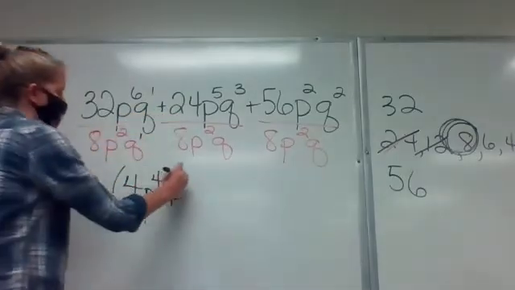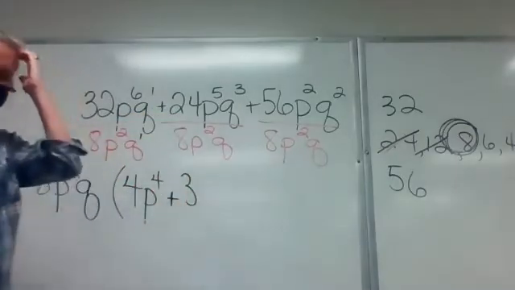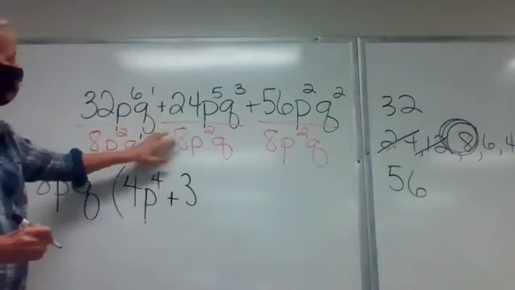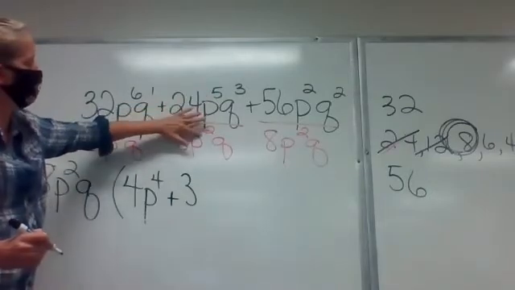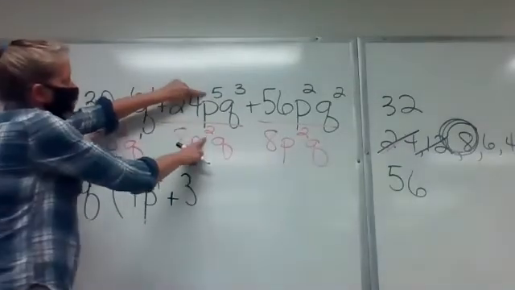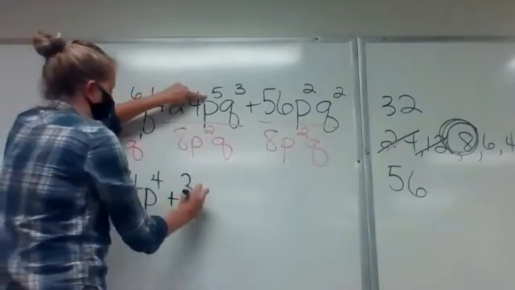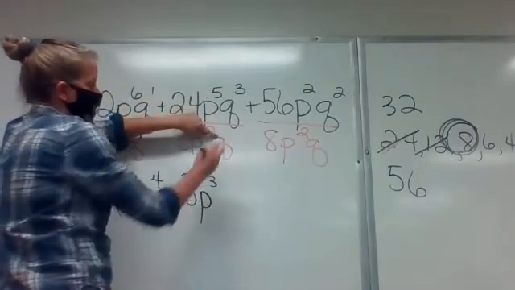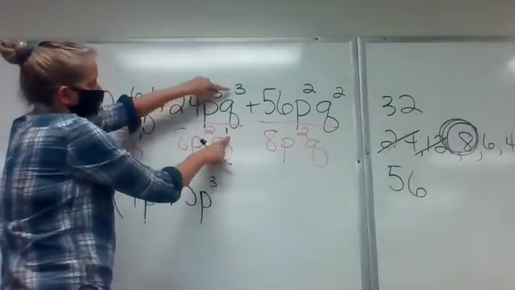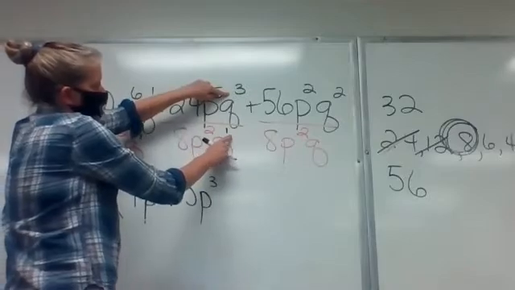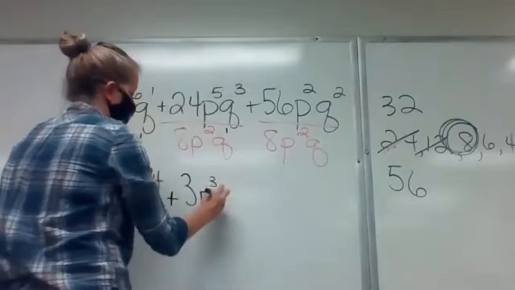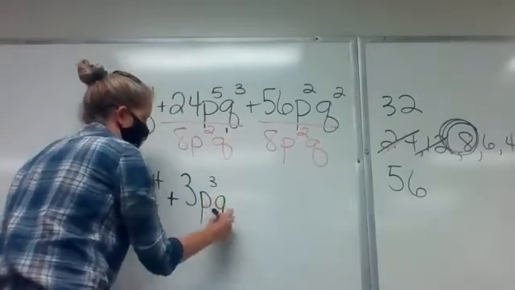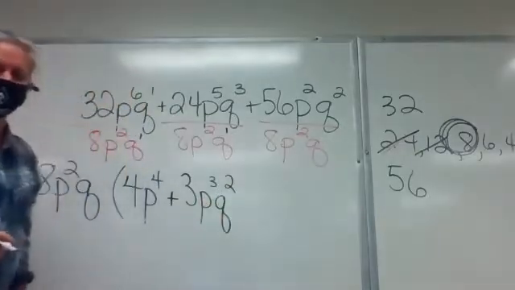24 divided by 8 gives me 3. P to the 5th over P to the 2nd. Subtract your exponents, so that leaves you with P to the 3rd. And how much Q do you have left? Here, if I had 3, I pulled out 1. That means if you subtract those exponents, you have Q squared.